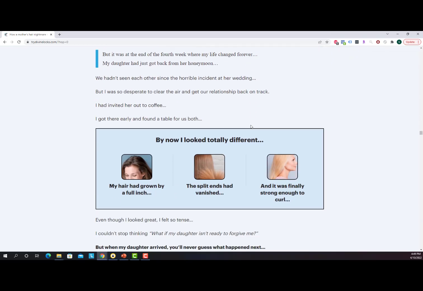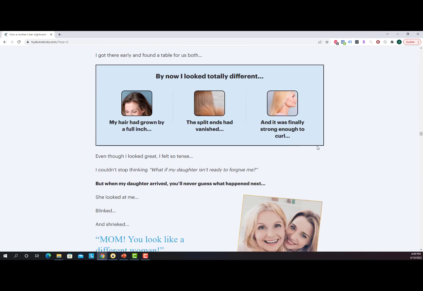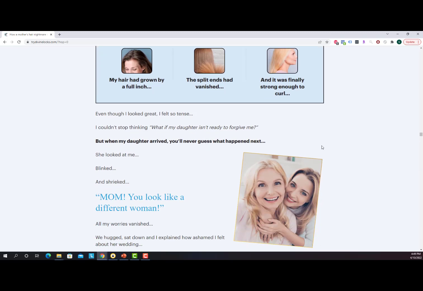And you're scrolling down. By now, it looked totally different. This is talking about the benefits. My hair had grown by a full inch. The split ends had vanished. And it was finally strong enough to curl. Really, really transitioning from that nightmare scenario to a breakthrough and getting the ideal life without that problem.